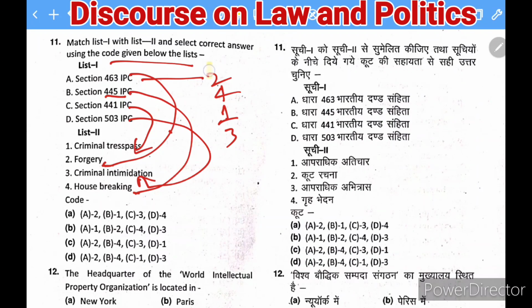So this is the correct code. We have to see where it is the correct code. 2413, you can see here 2413. Where is the 2413? Yes, 2413 is in D. So this is the right answer.